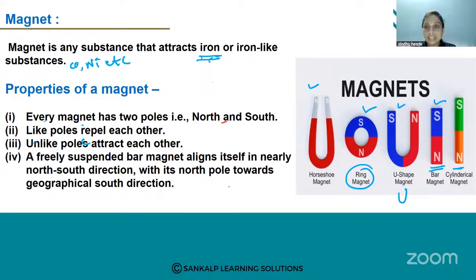See, magnets are available in different shapes, right? But all these types of magnets have some common properties. Okay. So what are those? Let us see one by one.